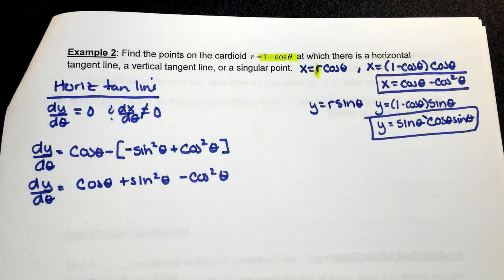It's going to be cosine theta plus sine squared theta minus cosine squared theta. Wouldn't it be cosine cubed theta? I'm sorry? Wouldn't it be cosine cubed theta? No. Oh, wait, no. You're subtracting. I thought we were multiplying the cosine. Are we good?